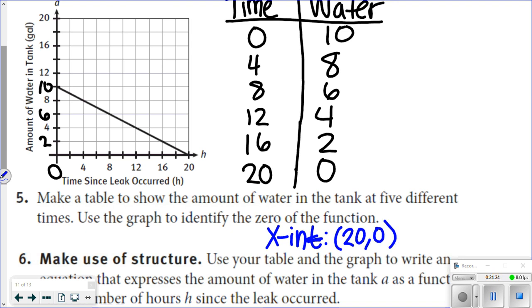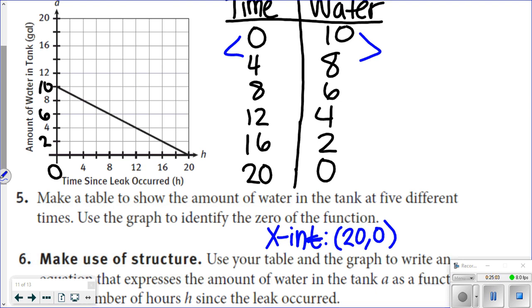Use your table and the graph to write an equation. Ooh, an equation. So we could use y equals mx plus b. We need our m, which is our slope. We need our b, which is our y-intercept. Okay, or they use a and h. So let's calculate our slope here. What are we changing by? What are we going down?